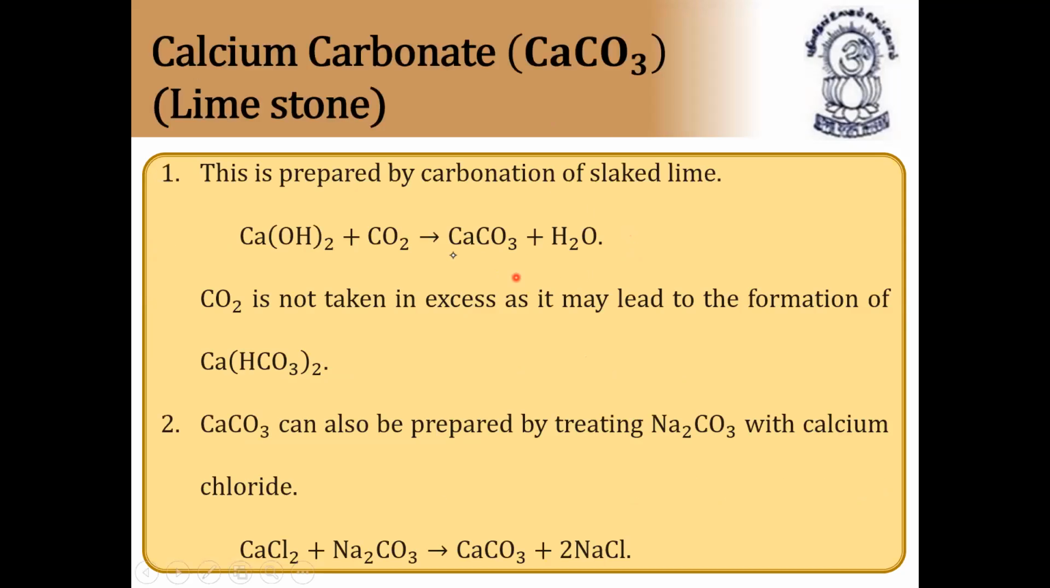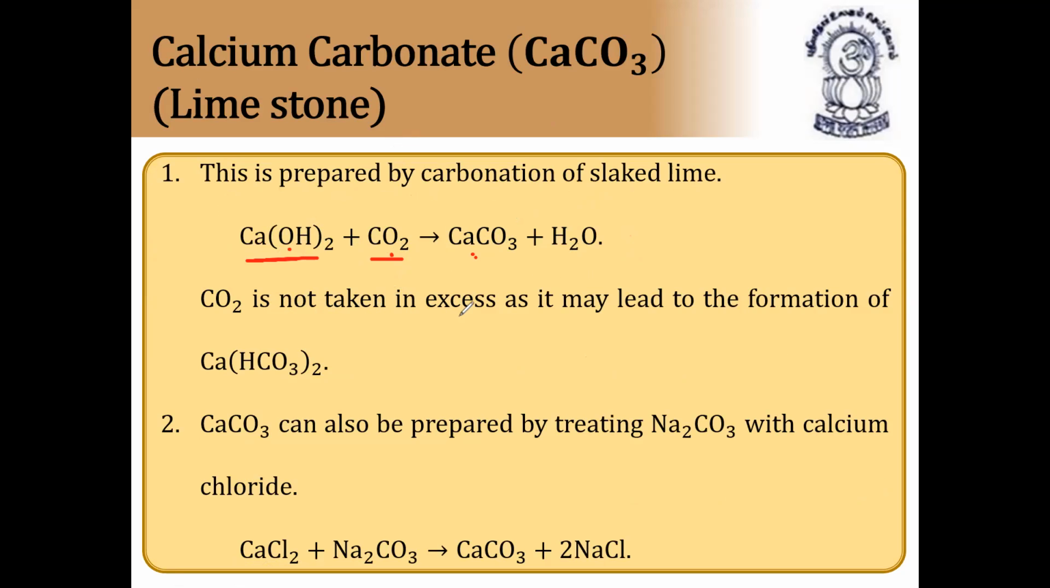Next, calcium carbonate. Now in this lecture, we are going to discuss only calcium compounds. Next, we have calcium carbonate. This is prepared by the carbonation of slaked lime. What is carbonation of slaked lime? It is slaked lime on reaction with carbon dioxide, which forms calcium carbonate, called limestone, and water.